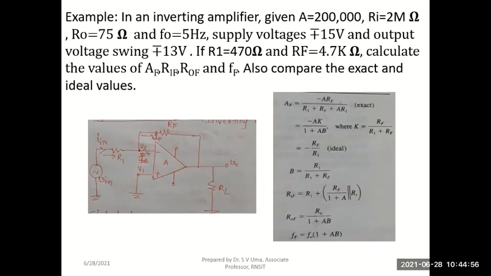Please calculate all this. By exact method, what is the gain with feedback? Minus ARF by R1 plus RF plus AR1. So that's why we call this as minus A into K by 1 plus A beta, where K is RF by RF plus R1. This is the value of the feedback factor K.